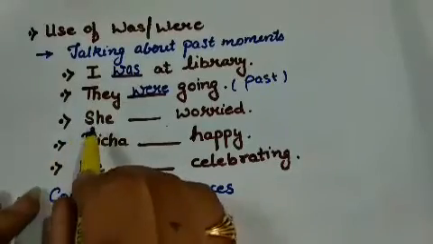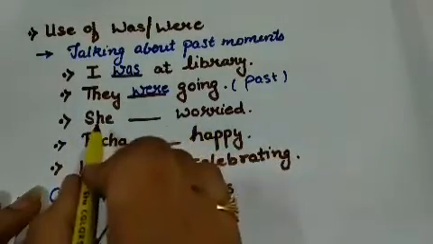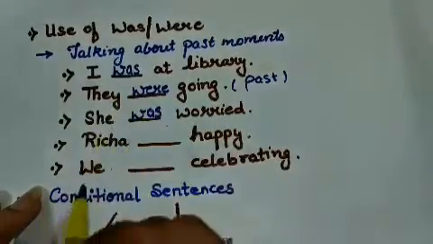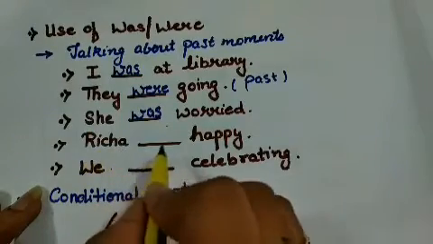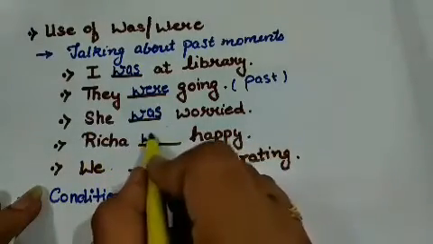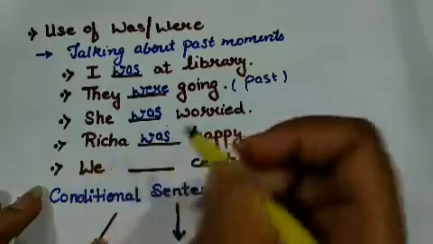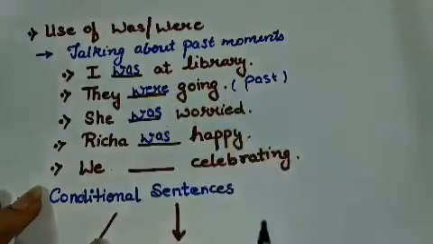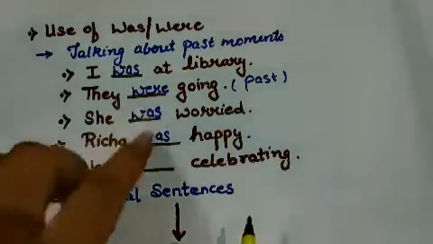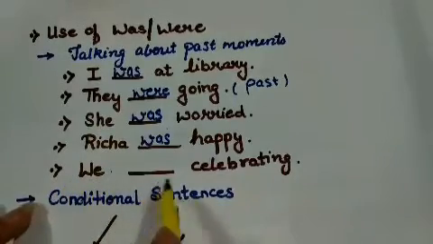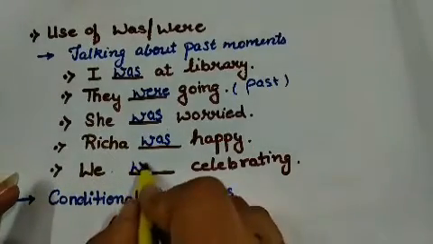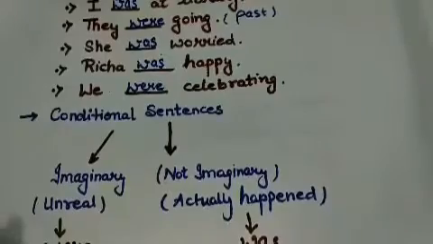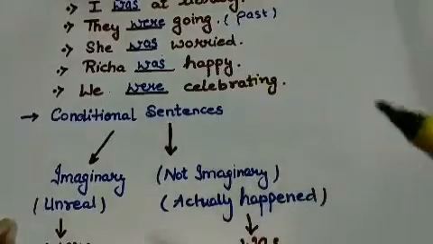Now see, she dash worried. She is a singular noun, so I have to place was. Now see, Richa dash happy. Richa is a singular noun, right? Also, we can see that every sentence where single noun is there, we have used was. Now, we dash celebrating. We were celebrating. These examples were of past moments.